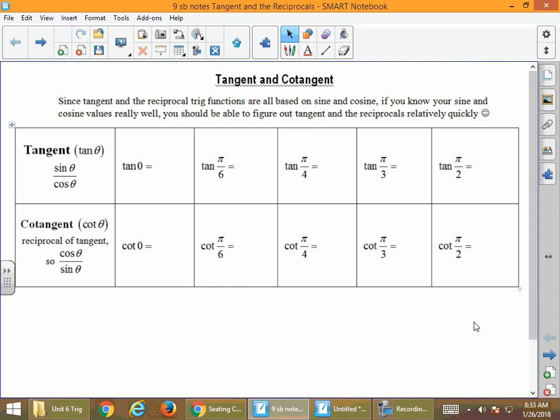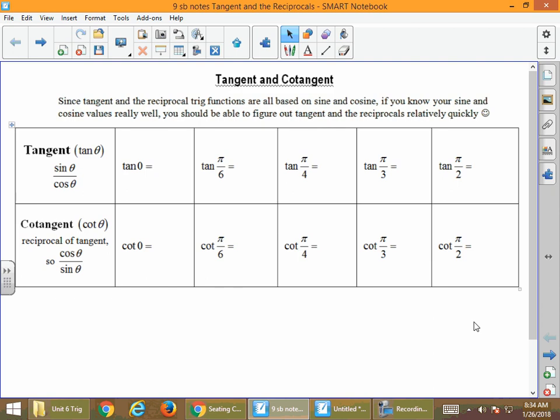Now, if memorizing is your thing and you love memorizing, go to it. Let me say that I do not have them memorized. I figure them out. I suspect that many math teachers don't have them memorized. They figure them out. But the one thing that you might need to memorize is that tangent is sine divided by cosine. That's the one thing. Sine divided by cosine is tangent.